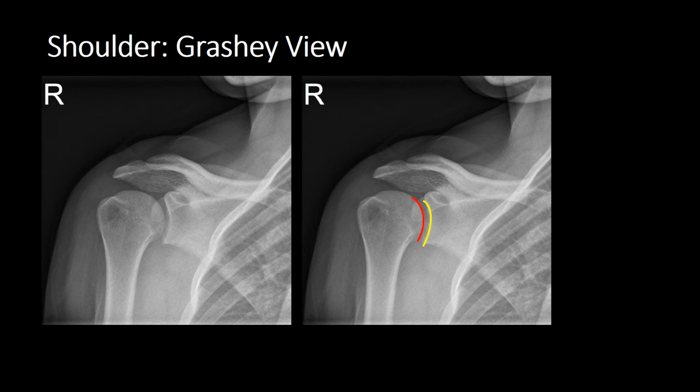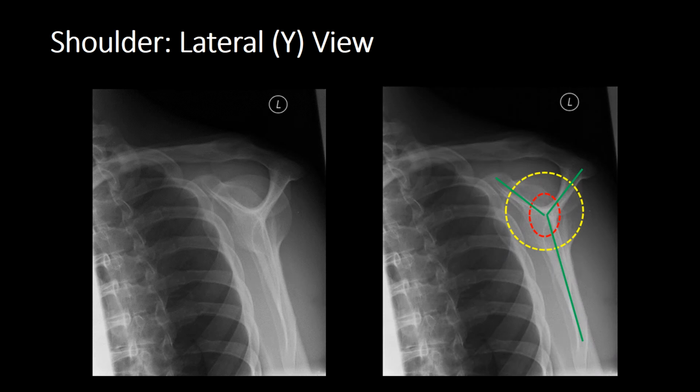Okay, so let's move on. The lateral or Y view is not very good at assessing the glenohumeral articulation. However, it is good at assessing the diaphysis of the humerus, as well as the body of the scapula.